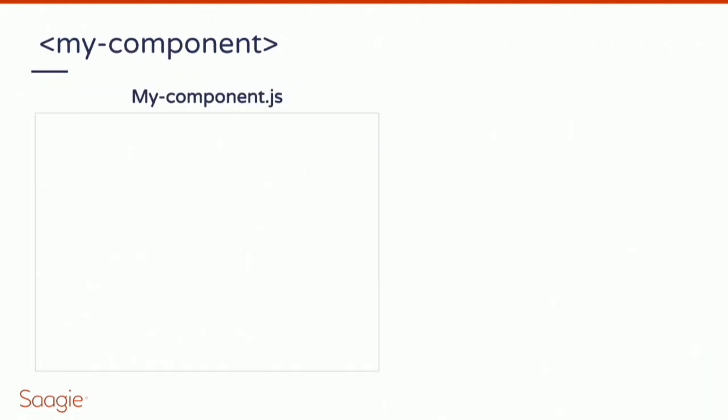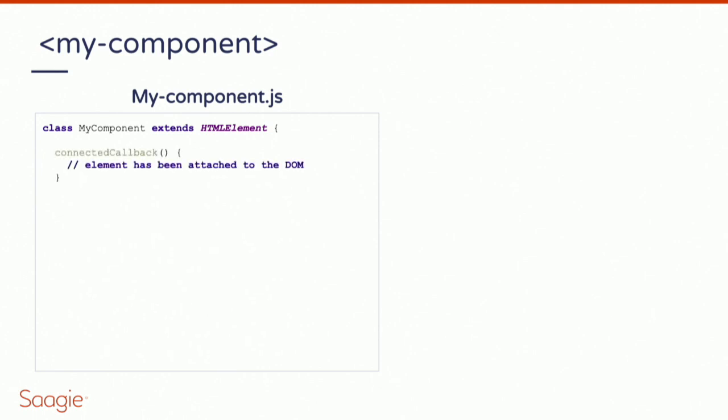So how do you declare a web component? That's pretty simple. You're going to declare a class which is going to extend the HTML element. And once you've done that, you get access to a set of APIs to manage the lifecycle of your component. First is the connectedCallback method, which is called every time the component is attached to the DOM. Then you get the disconnectedCallback method, which is called when the element is removed from the DOM.